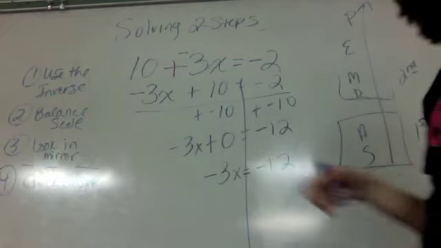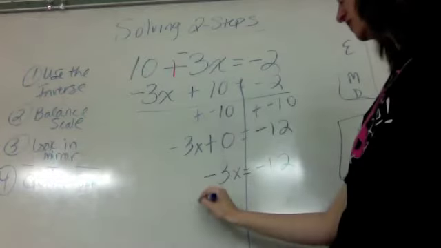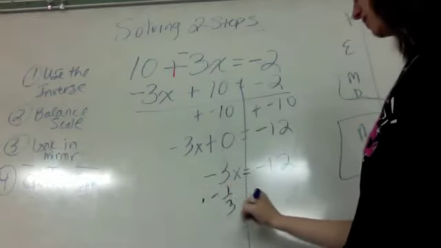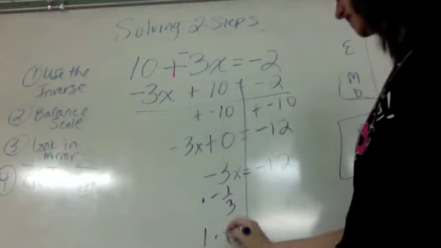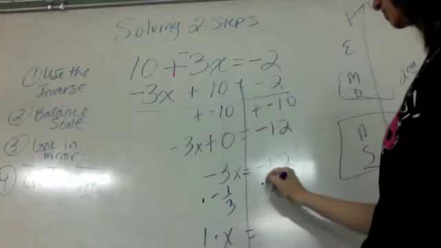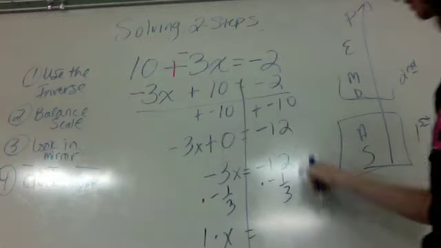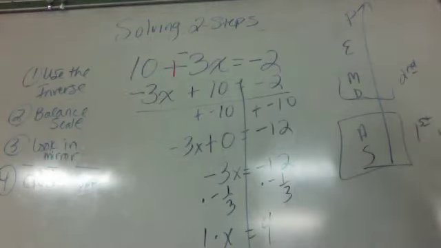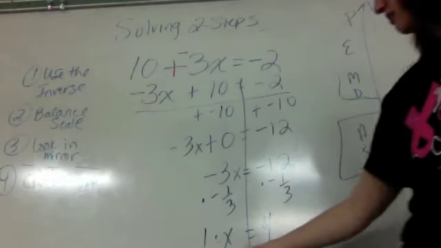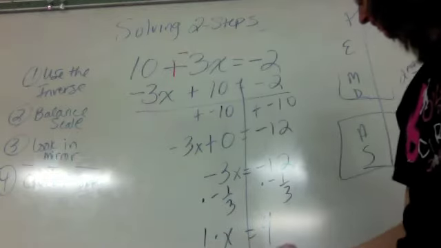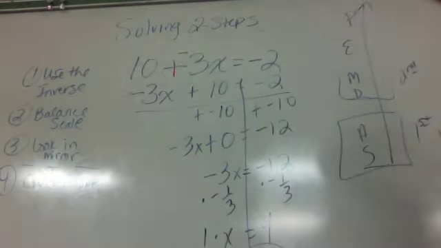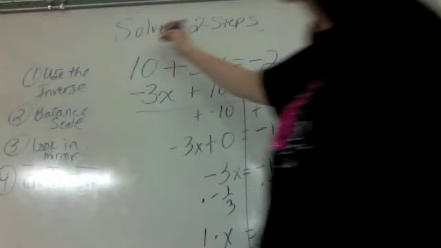Now I have to go through 3 steps again for the multiplication. Use the inverse. The inverse for multiplication is reciprocal. So I'm going to multiply by negative 1/3. That will give me 1 times x. Balance the scale, multiply by negative 1/3 over here. Negative times a negative will give me a positive, which is going to be a positive 4. Look in the mirror, x times 1 is x. This is 4. So there's my answer, and now I can check.